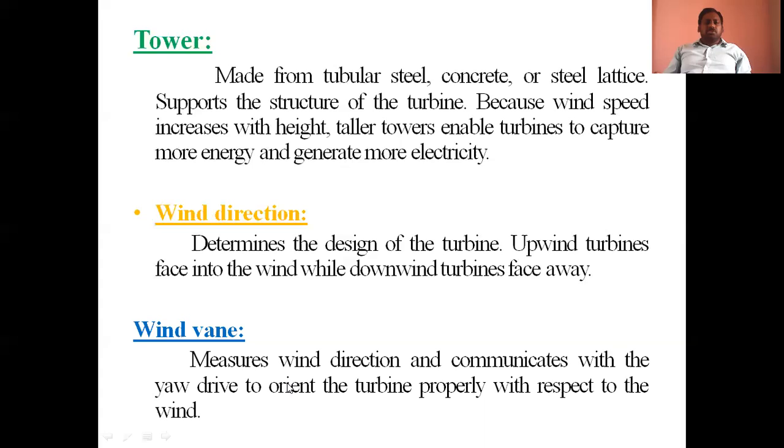Next, wind vane. Here, the wind vane is a communication system. Why? Because it can measure the wind direction and communicates with the yaw drive to orient the turbine properly. That means the wind vane gives the signal to the yaw drive. Then the yaw drive orients the turbine with respect to the wind direction. That is the main advantage of wind vane communication. The wind vane first detects the wind direction.